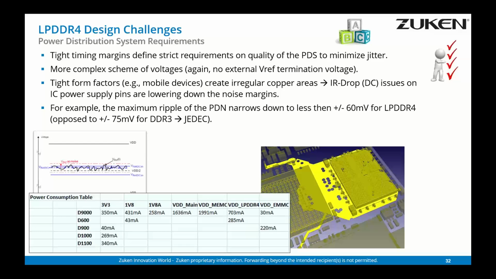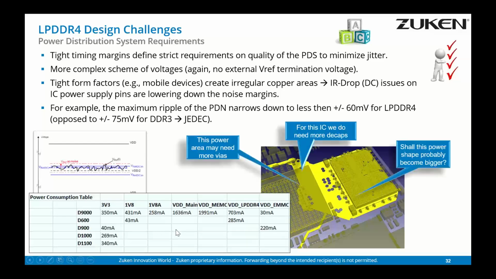And we have requirements from the standards or from the IC vendors on the allowed tolerances. Like for low power DDR4, we have a plus minus ripple voltage allowed of 60 millivolt. That's not much. We have quite an amount of power consumed by the different power rails for a typical design. That's an example from a design project.